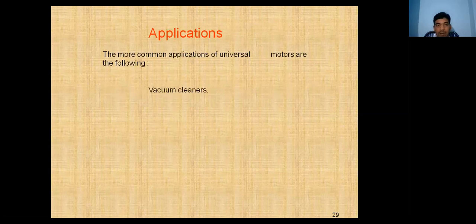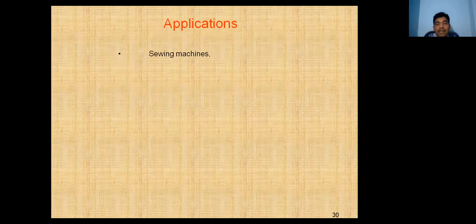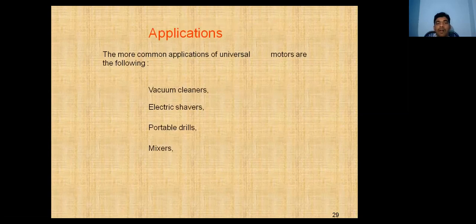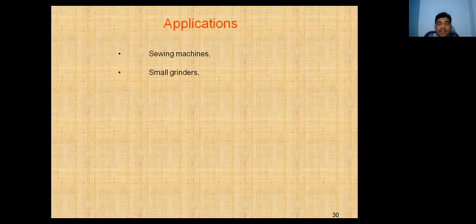So coming to the applications, the more common applications of universal motors are vacuum cleaners, electric shavers, portable drills, mixers, sewing machines, small grinders, wood shapers, saws, routers, calculating machines, etc.